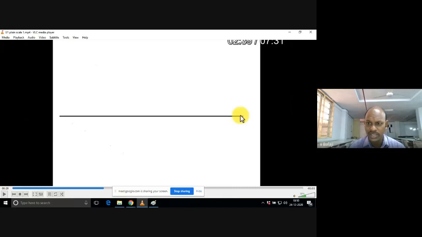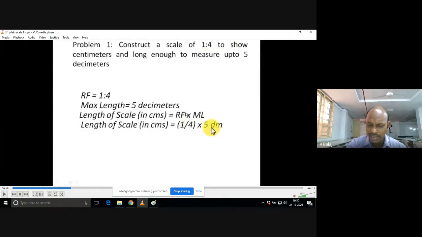If you want to draw a 5 decimeter line, you need to draw 5 into 1 decimeter, 10, right? 5 decimeter means a 50 mm long line. Is it correct? Yeah. So I am unable to draw that line. That's why I have applied a representative fraction of 1:4. So after multiplying the maximum length by the representative fraction, my line length becomes only 12.5 centimeter.